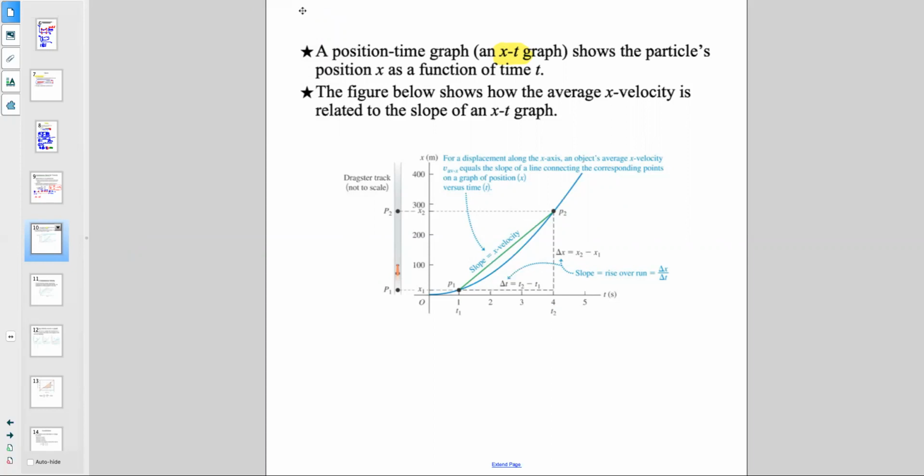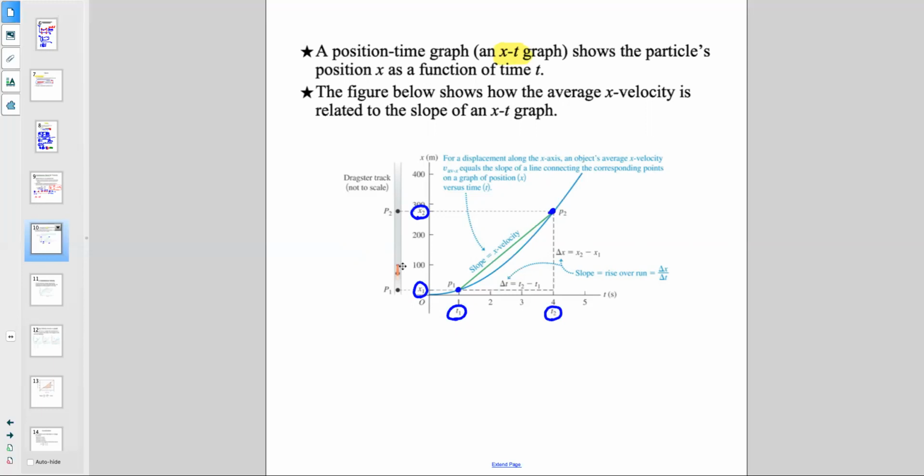So for example, here, my object is located at this point, okay, at time t1, it is located at x1. Then it starts to move, and it moves all the way to position 2. Now for position 2, when I looked at my watch, I saw that the time is t2. In this case, it's 4 seconds, for example. And I noticed that it is located at x2, just below 300 meters.